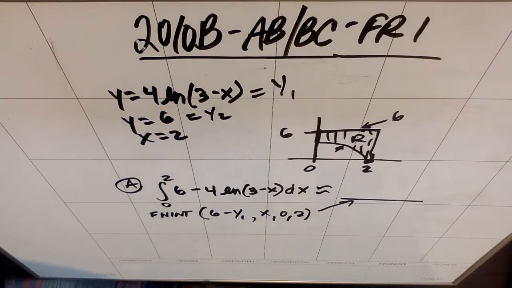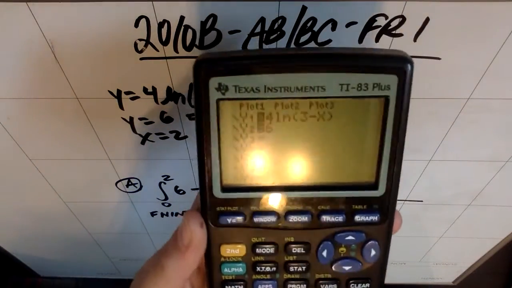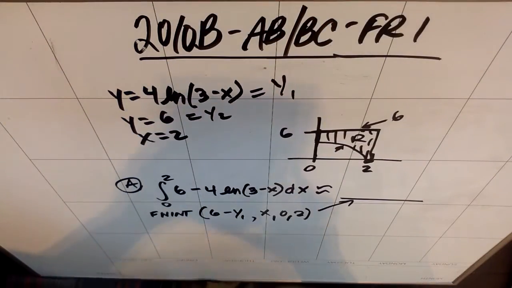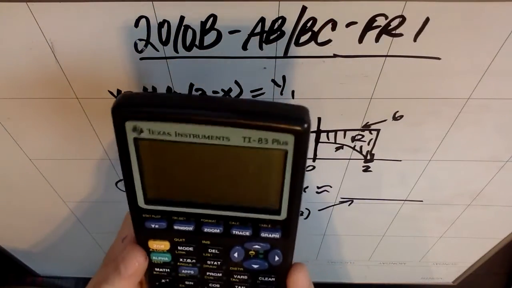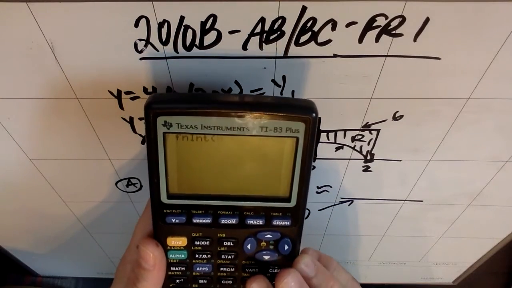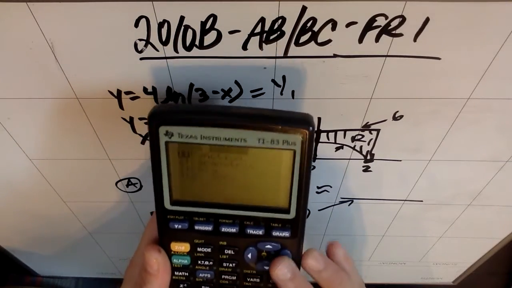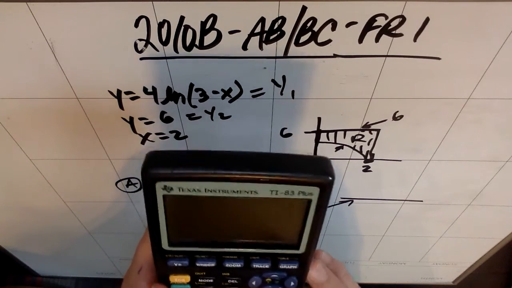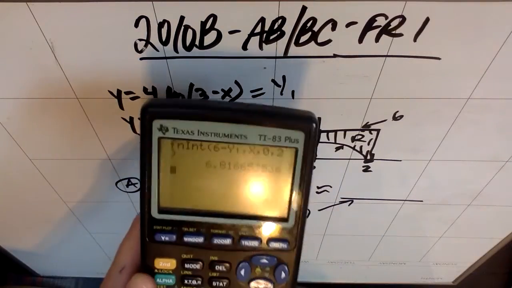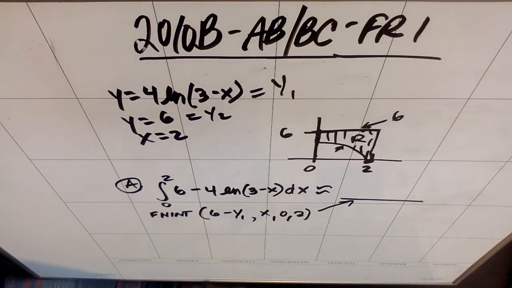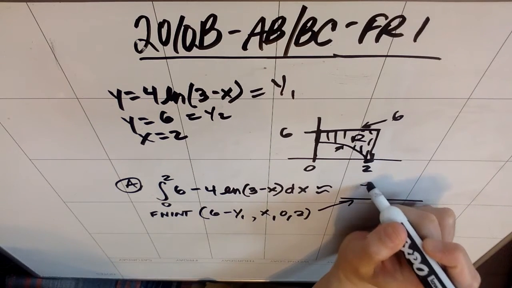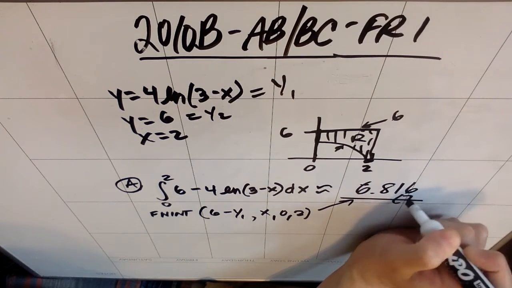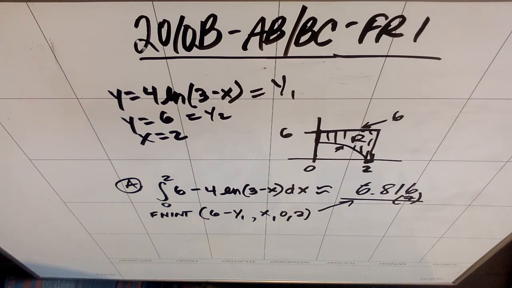Just to show you, I did put y1 and y2 in together, but again, the 6 makes more sense just as a 6. So I'm going to go to math 9, right? I'm going to do 6 minus, and then go to vars, over to y-vars, pick function and pick y1, comma, with respect to x, from 0, comma, to 2, right? And there's my answer, and I should get 6.816 or 817, depending on if you round or truncate. Again, that's not worth a lot, right? You are making sure your integrand is correct, and then typing.